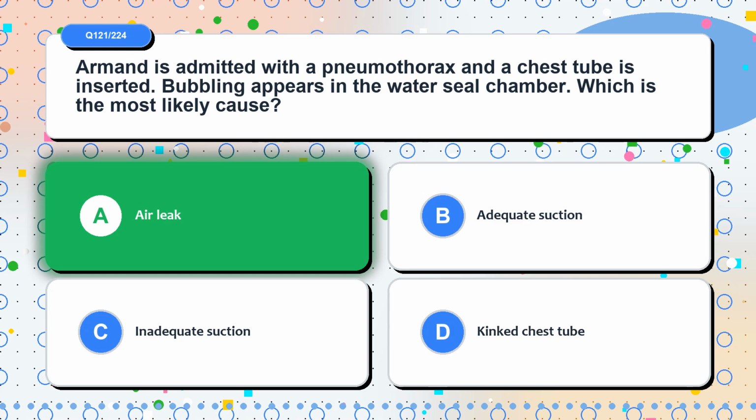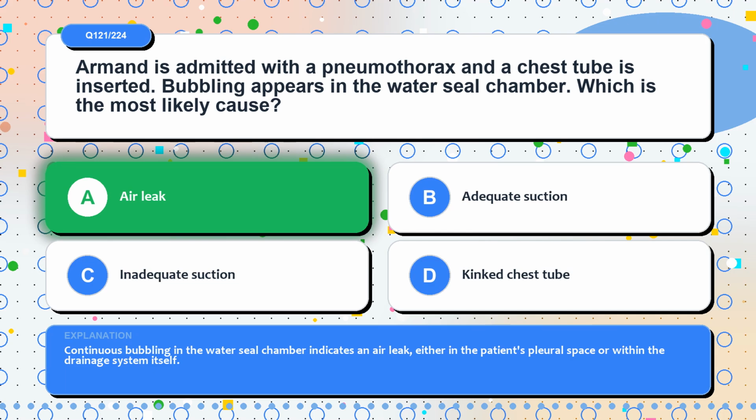The correct answer is option A. Air leak. Continuous bubbling in the water seal chamber indicates an air leak, either in the patient's pleural space or within the drainage system itself.